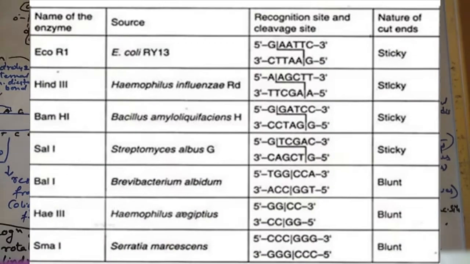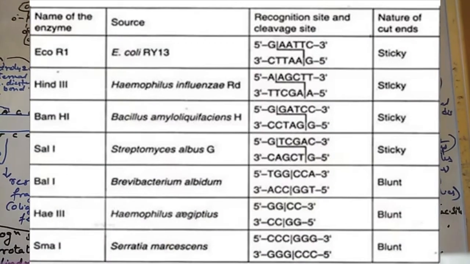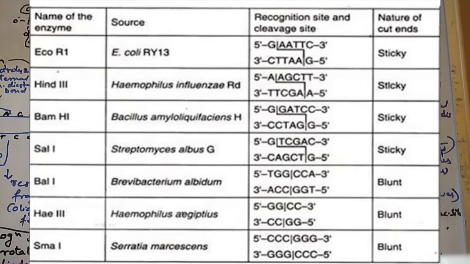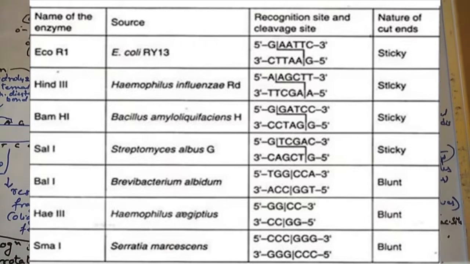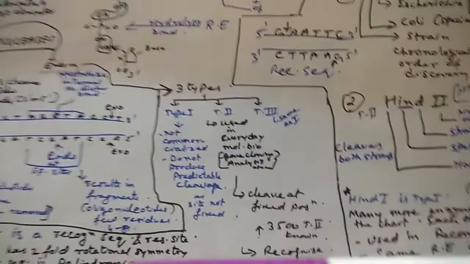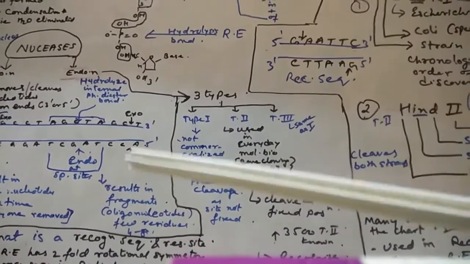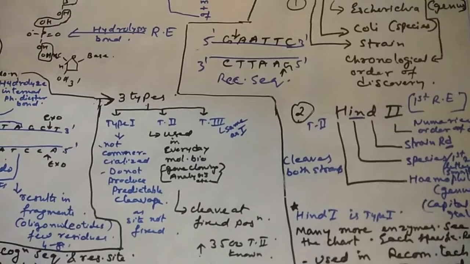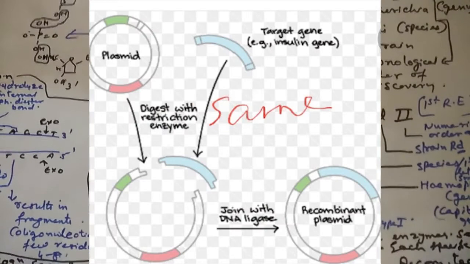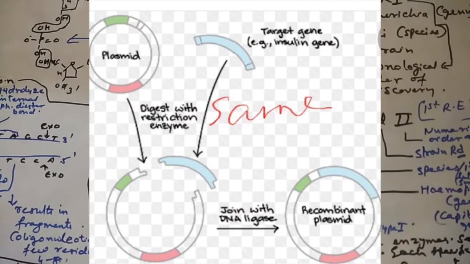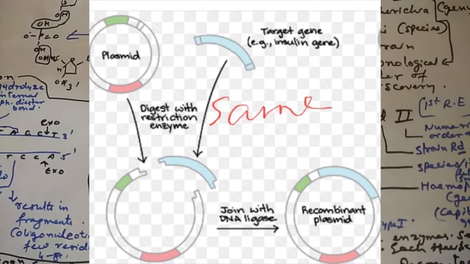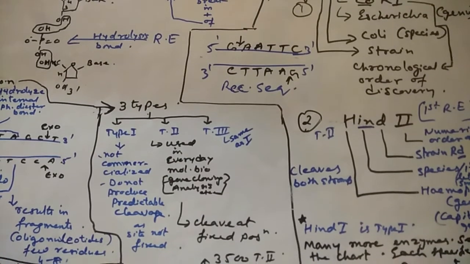Many more enzymes are there. We'll place a chart here. See the chart. Each is specific for a particular recognition sequence. And the recognition sequence of HindII we have already discussed earlier. Therefore restriction enzymes are used for recombinant technology, and the same restriction enzyme is used to cut the vector as well as the insert. Only then they are easy to join. That we will discuss in the next video, how they are cut. Thank you.